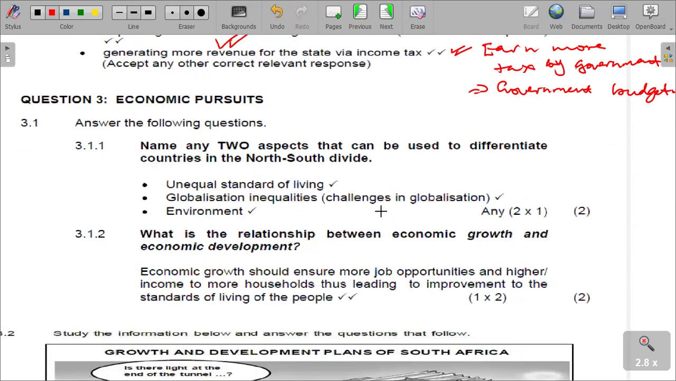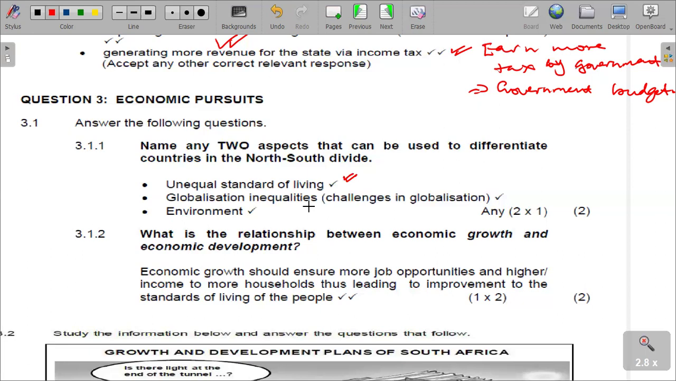We have question 3, economic pursuits: answer any two aspects that can be used to differentiate countries in the north and the south. This is the north-south divide. We are talking about the developed and the developing countries. One, we talk about unequal standards of living, to say countries in the north have better living standards than the ones in the south. And then globalization inequalities, which are challenges that have to do with being able to meet and survive international competition.